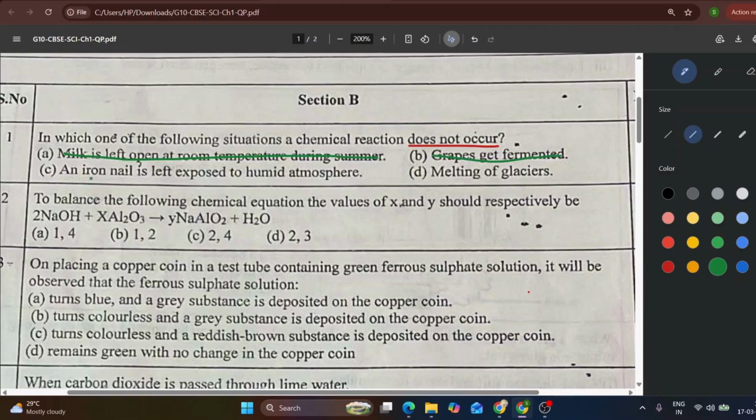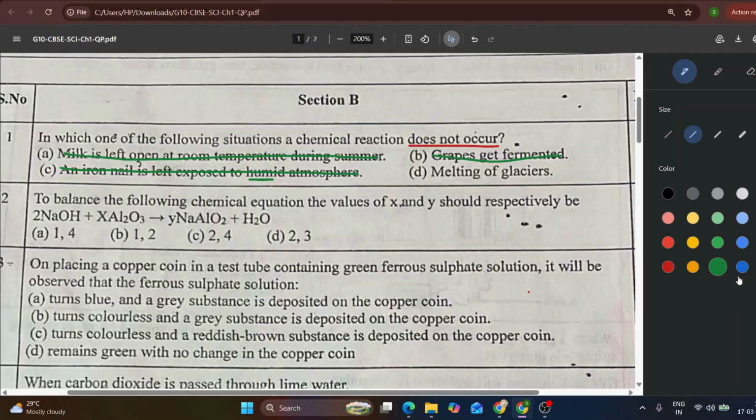Option C, an iron nail is left exposed to a humid atmosphere. Humid means you have moisture content in the atmosphere, so some amount of water is there. We have already studied this concept: when iron is left exposed to moisture, it starts to rust. So a new compound is formed and it's an irreversible process. Therefore, option C also undergoes a chemical reaction.